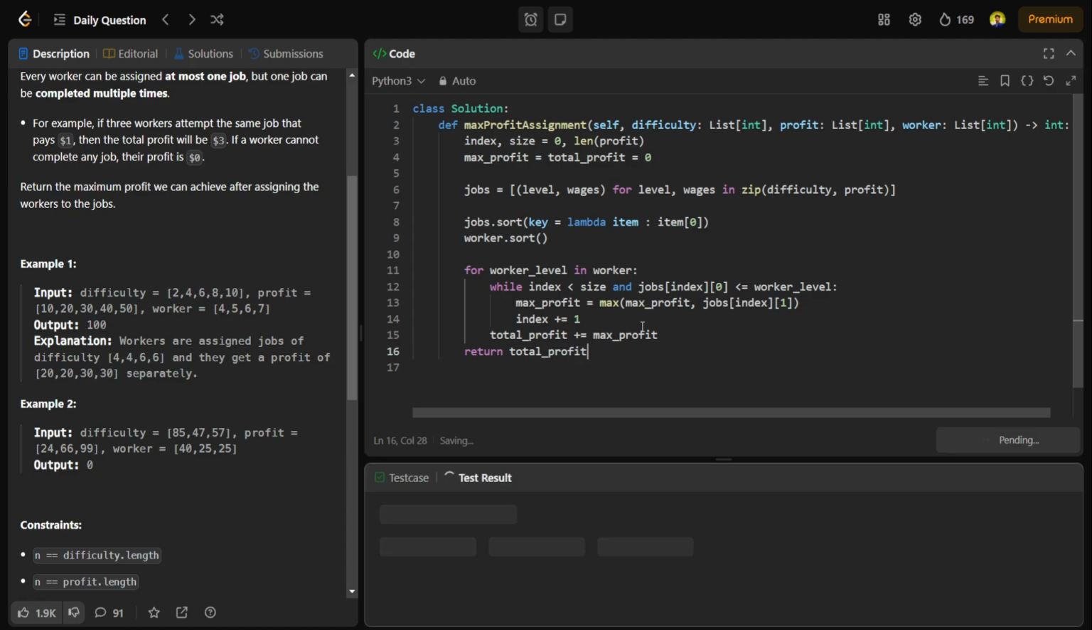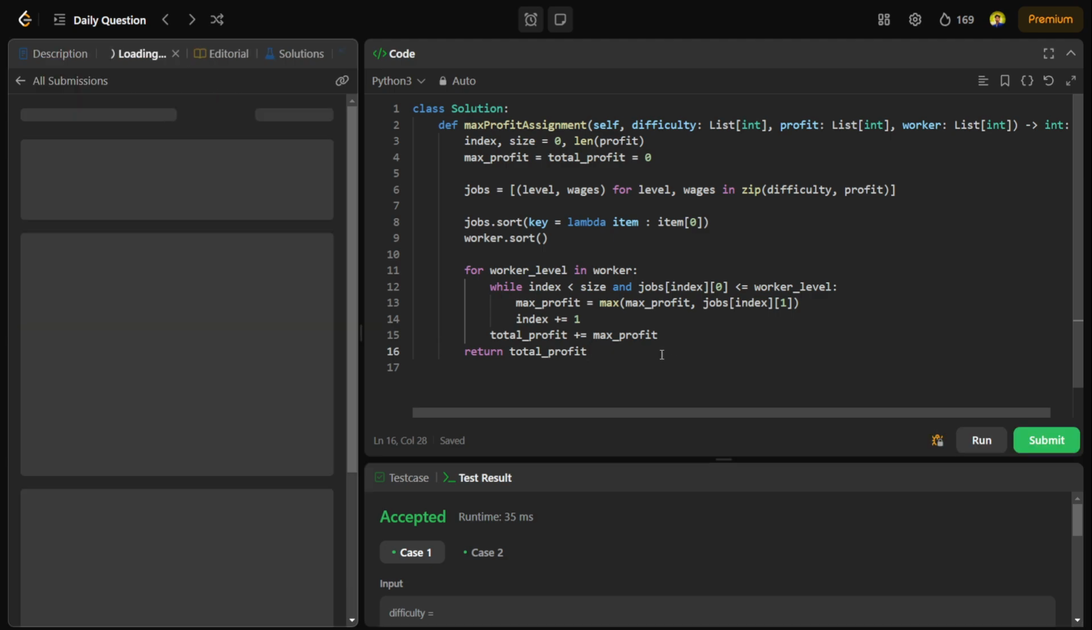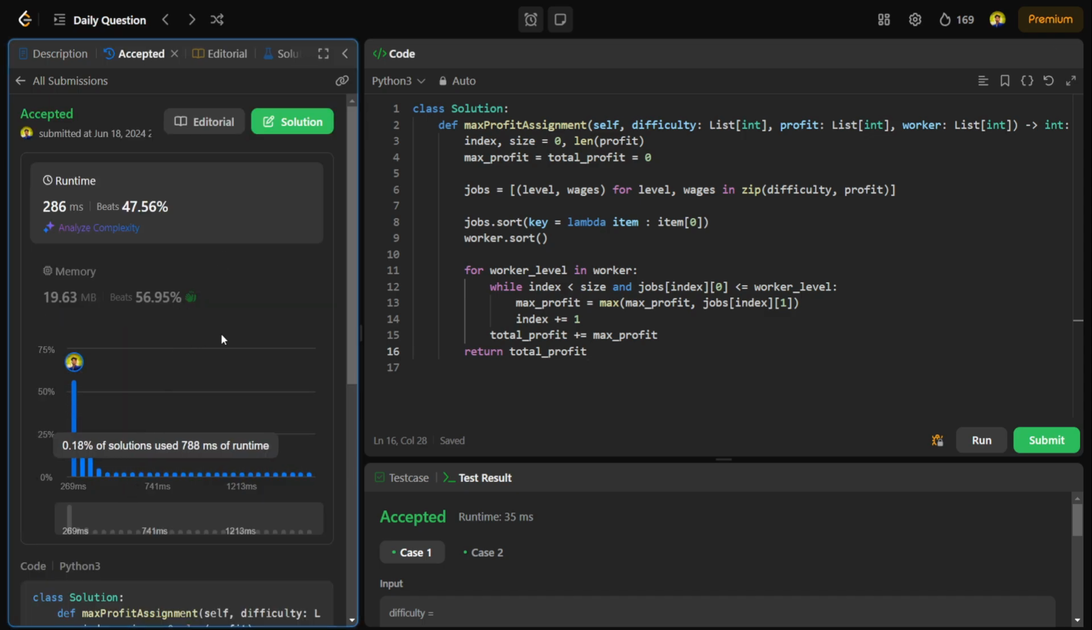I will be compiling this code. Let's see if it is working fine or not. So yeah, it's running fine. Let me submit this code, and we see it got successfully compiled and it is well optimized.